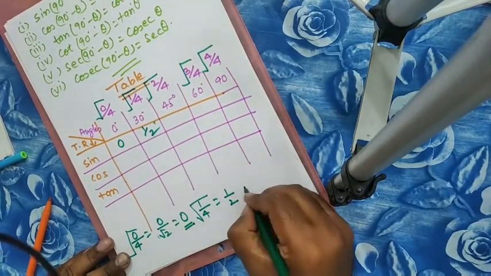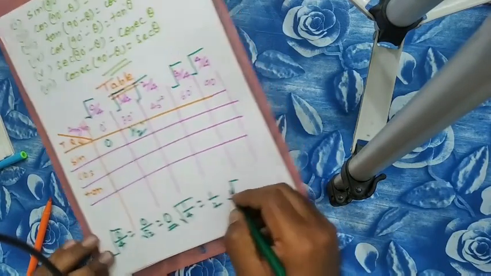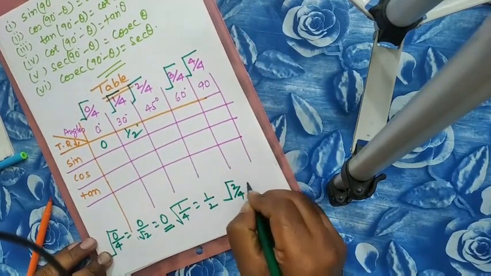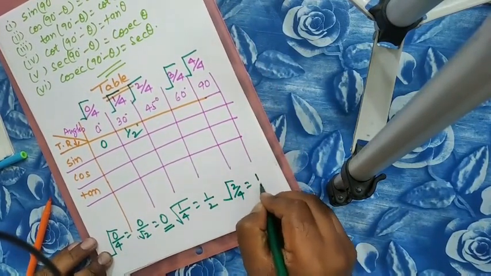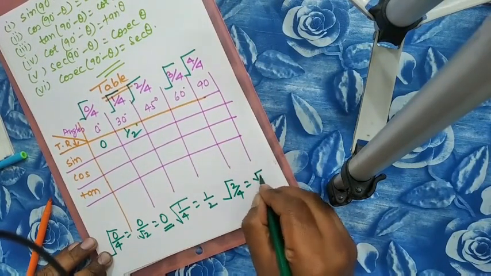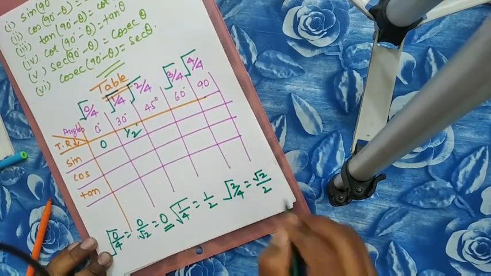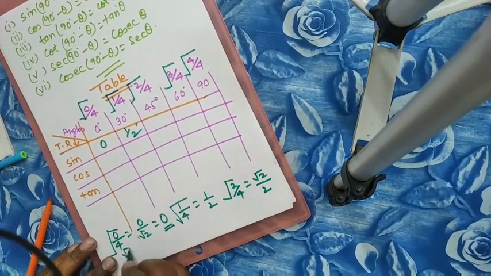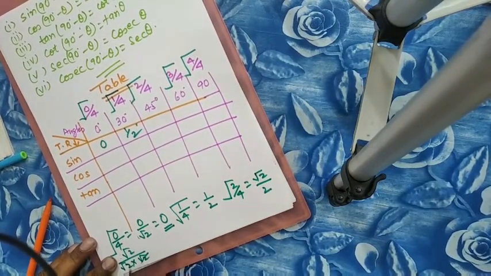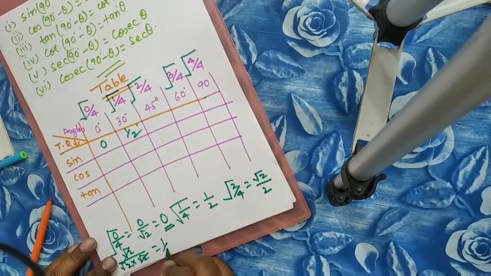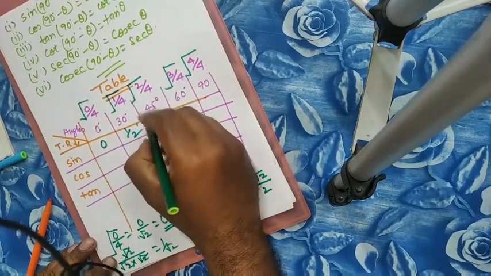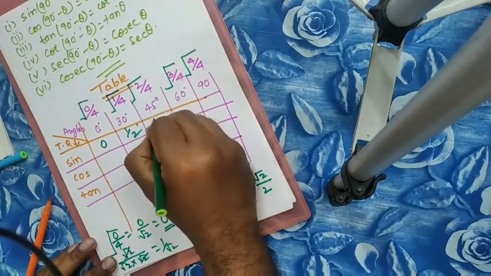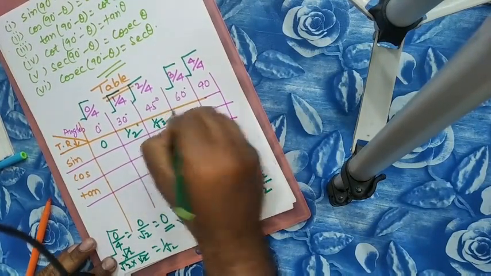Like that only, if we calculate 2 by 4, it will be 1 by root 2, or it will be root 2 by root 2 into root 2. One root 2 will be cancelled. It will be 1 by root 2. So the sin 45 value will be 1 by root 2.